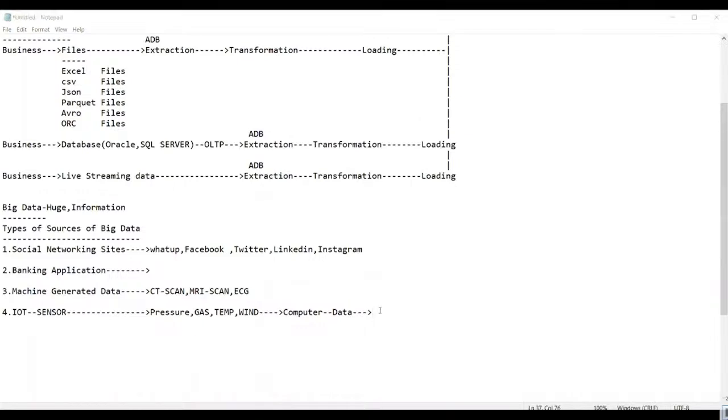Now next, after this, the fifth one is human generated data. It's not massive, but still it can be considered as big data. Human generated data means the data which is generated by you and me, the normal routine data. So this is also considered part of big data.